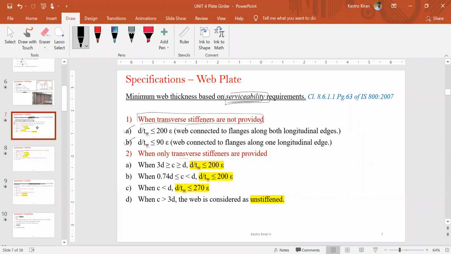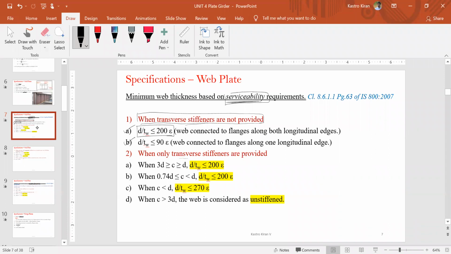Which one you have to consider? Since nothing is specified in the question regarding web connection part, you always have to choose the first part, which is the d by tw value must be less than or equals to 200. So remember, the minimum web thickness based on serviceability criteria when transverse stiffeners are not provided is the value of d by tw must be less than or equals to 200.